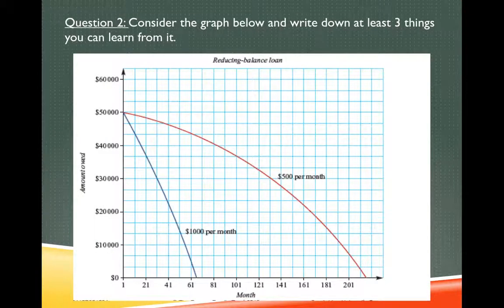Consider the graph shown here and write down at least 3 things you can learn from it. Look at the period of time the loan is over in the months given, the amount owed over the time period, and the blue line illustrates what will happen if you pay $1,000 per month on this loan, and the red line indicates what will happen if you only pay back $500 per month.